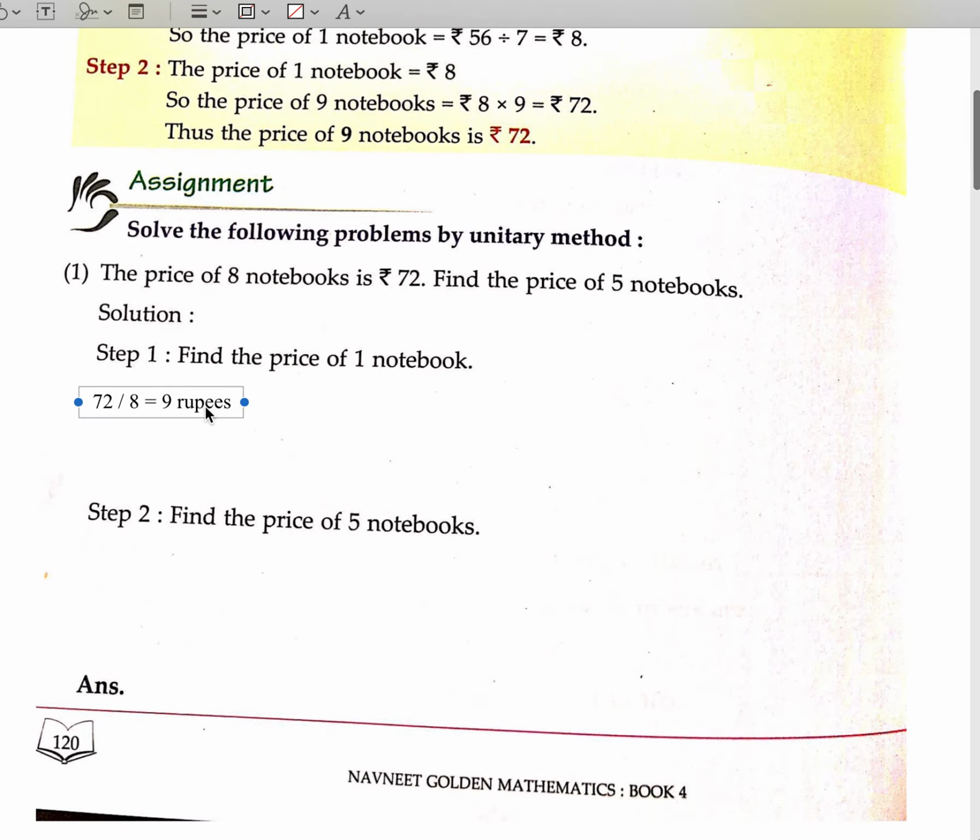Then what is the cost of 5 notebooks? Then we will do 5 into 9, which is equal to 45 rupees. So that means the price of 5 notebooks will be 45 rupees.